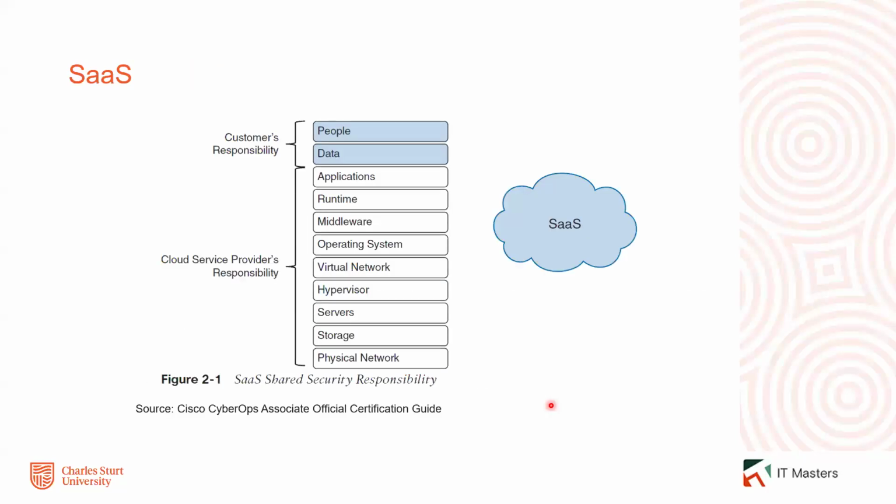So, in diagram form, and the next 3 slides, the diagrams are straight from the CyberOPS Associate official cert guide from Cisco. And this gives us a nice clear picture of what these different service models look like. So SaaS, you can see the customer's responsibility is the end user and the data that resides on those systems, whereas everything else underneath that is a cloud service provider's responsibility. Now, when we're talking about hardware, obviously we've got our physical network, our storage systems, and our servers as part of that.